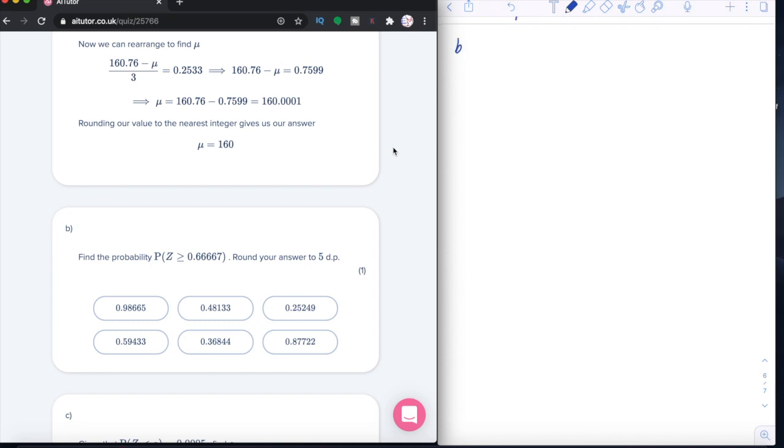So next, part B says find the probability that z is greater than or equal to 0.66667. Round your answer to 5 decimal places. So the probability that z is greater than or equal to 0.66667. Well, again, if we draw our bell curve, this is the bell curve for the standard normal distribution, so it's going to have a mean of 0, and then our z value would be roughly here, so that's 0.66667. The probability that z is greater than or equal to this value is this whole region here.